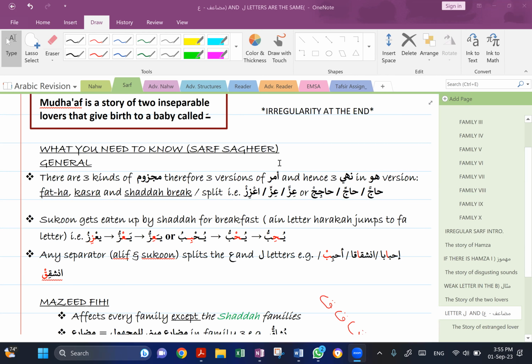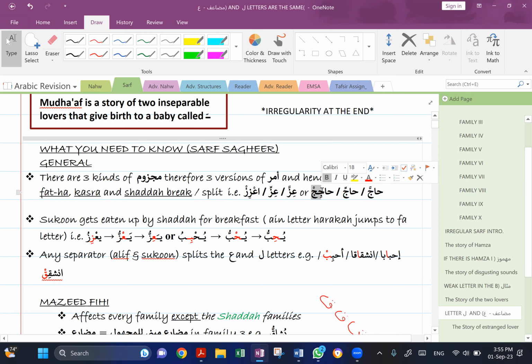Yes. Okay. So basically, just to summarize that, you have 3 kinds of commands for the Huwa version. Fatha with a shadda, kasra with a shadda, and you have the 2 letters splitting. But how do you know how they will split? You think about the normal amr in that family. If it's jahada, then ijhad. If it's daraba, then idrib, so on and so forth. If it's fataha, iftah. If it is nasara, then unsur.